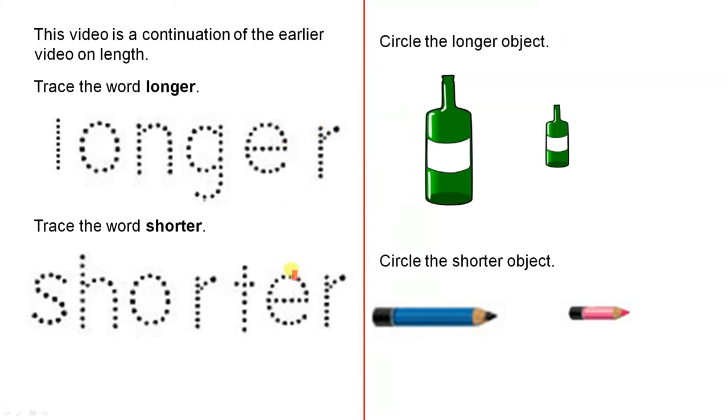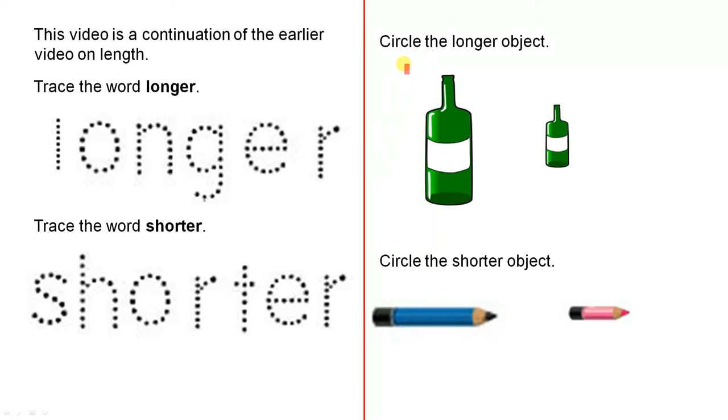Now, these two words are very important, and you would explain to students that these two words are used when we are comparing the length of two objects. So that's all, only two objects. That's why the two words are used. I repeat, when we are comparing the length of two objects.